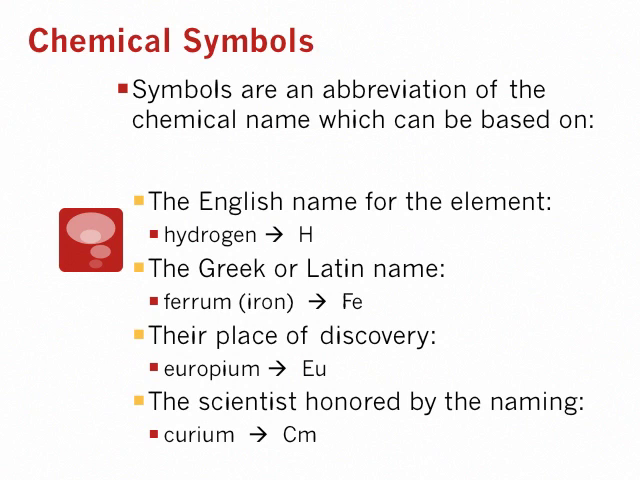The chemical symbols are abbreviations of the element's name. Elements are named after either their Greek, Latin, or English name, or they can be named after the place where they were discovered, or in honor of a scientist.